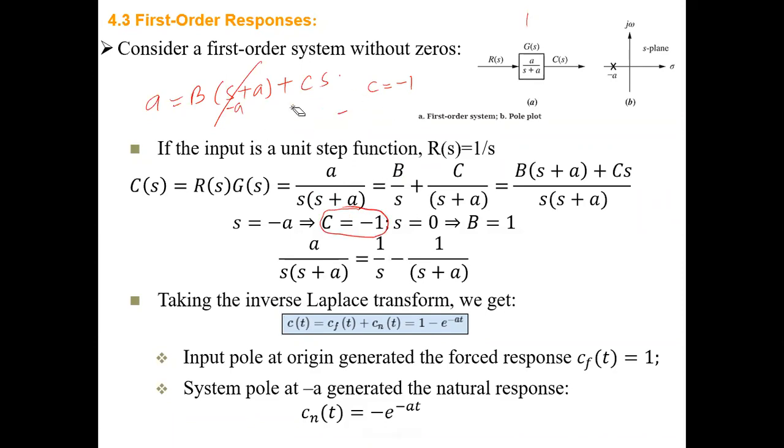Okay, then what happens if you put S equals 0? If you put S equals 0, this guy will be 0, and this is 0. So A equals BA. Then what is your B? B is 1. So B is 1, C is negative 1. We got that. Then you have to put in here B is 1, C is negative 1. If you do that, you get this one here. Makes sense?